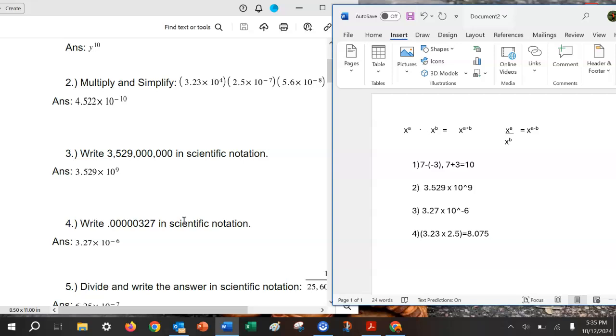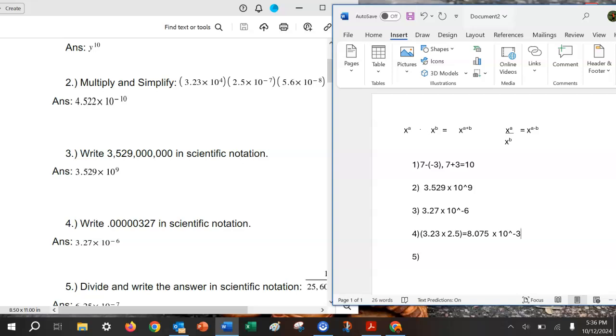Then we jump over to the 10 power. You've got 10 to the 4 times 10 to the negative 7. So that means 4 plus negative 7, which gives me negative 3. So I get 8.075 times 10 to the negative 3.